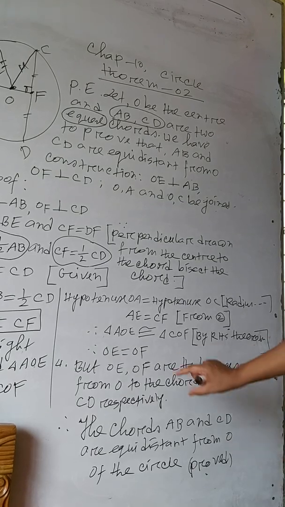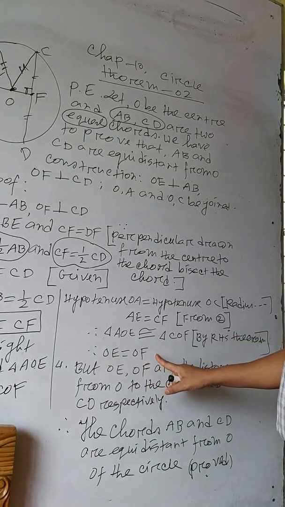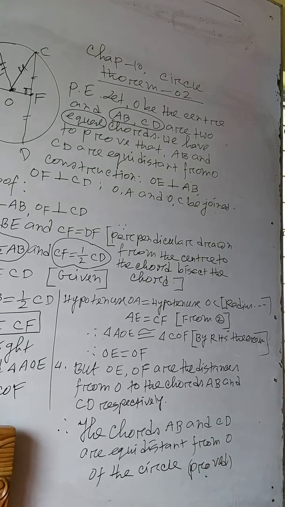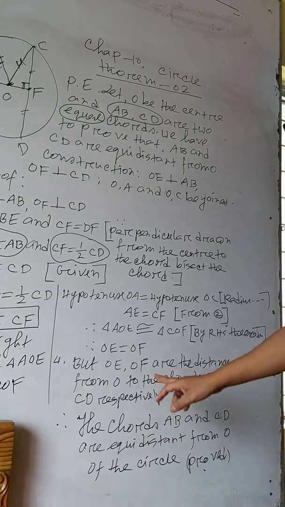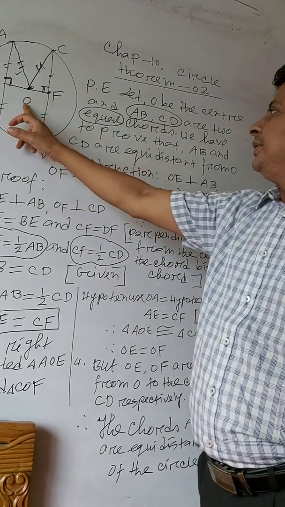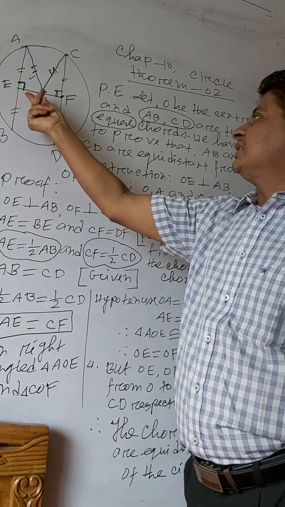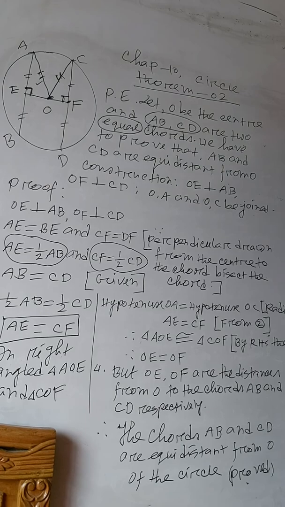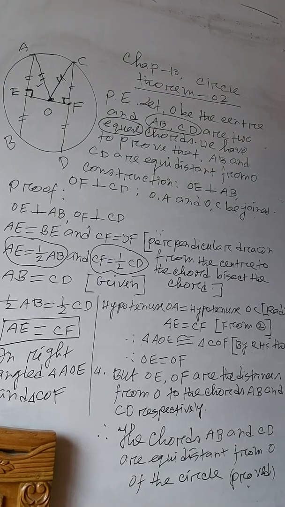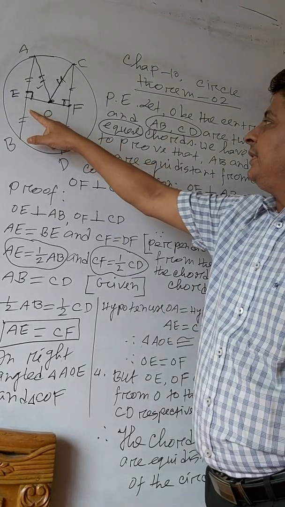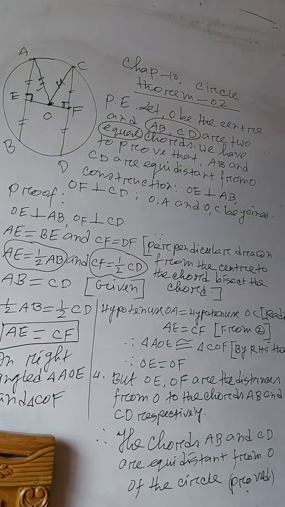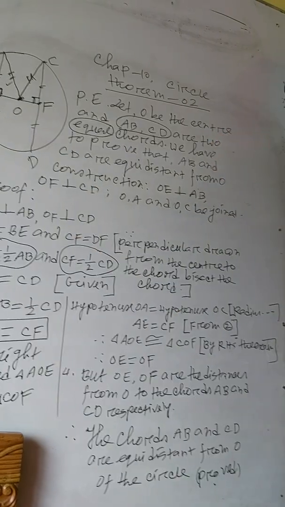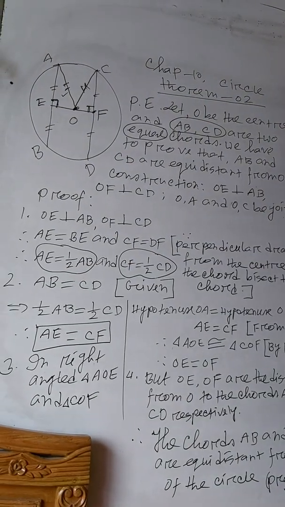Therefore, the two triangles are congruent, so OE equals OF. But from the figure, it is seen that OE and OF are the distances from the center O to the chords AB and CD respectively. That's why easily we can say that the chords AB and CD are equidistant from the center O.